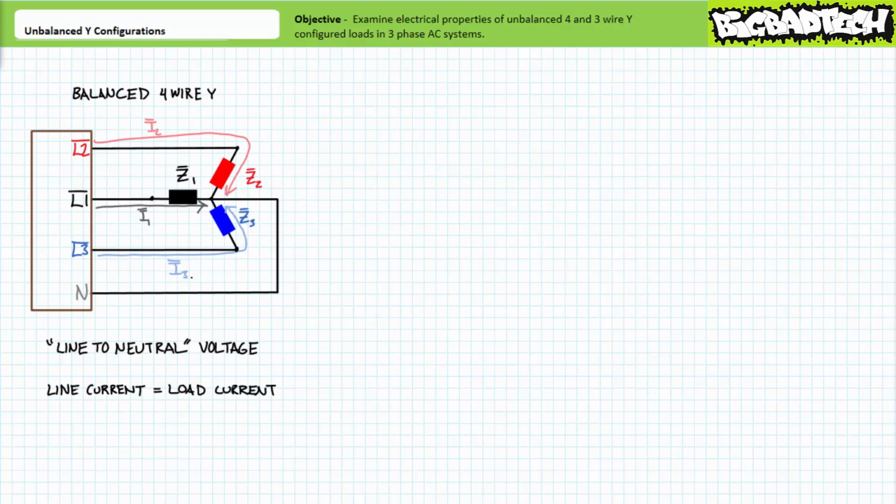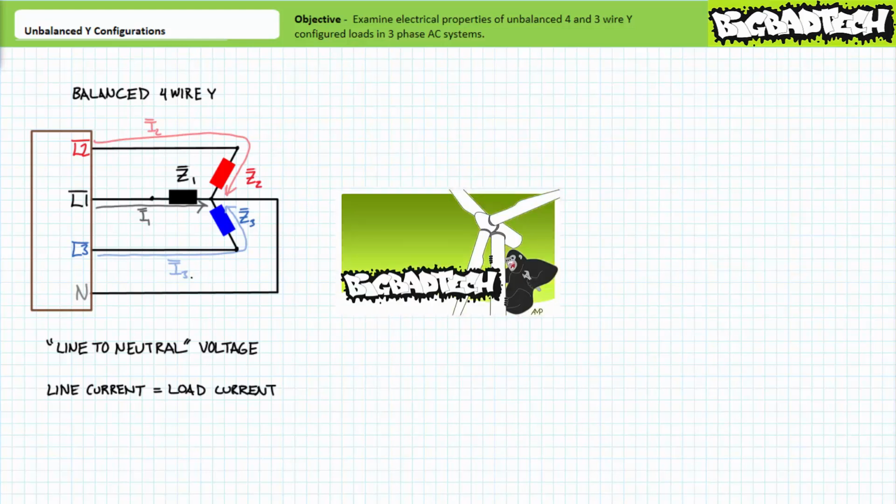I'm your instructor Jim Pytel, and today's topic of discussion is unbalanced Y configured loads. Our objective is to examine the electrical properties of unbalanced 4 and 3-wire Y configured loads in 3-phase AC systems. This lecture operates under the presumption that the viewer has more than a passing familiarity with 3-phase AC and analyzing balanced Y configurations, as illustrated in the Balanced Y Configurations lecture, available at the Big Bad Tech channel.